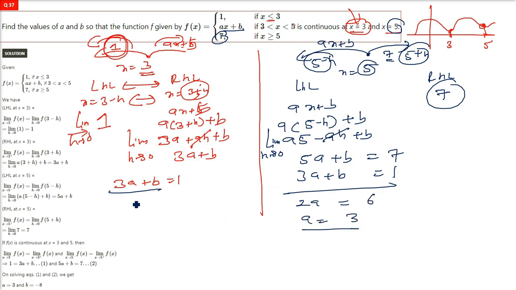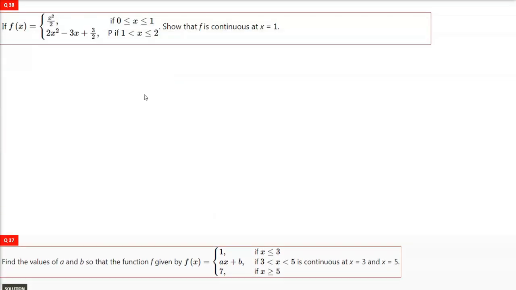Now just put it here: 3 into 3 plus b equals 1. So b is equal to 1 minus 9, which is going to be negative 8. A is 3, b is negative 8. This is how you solve this type of question. I hope you'll be able to solve this kind of question now, because plenty of questions are coming like this.